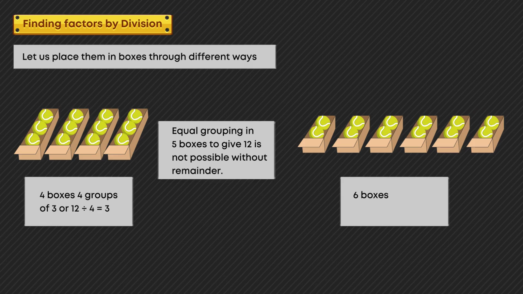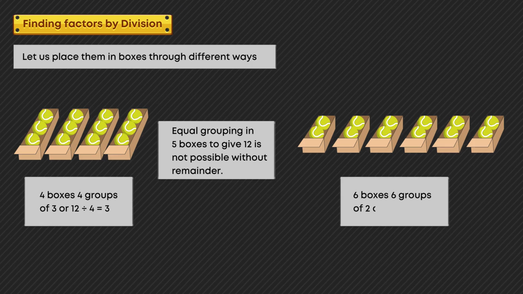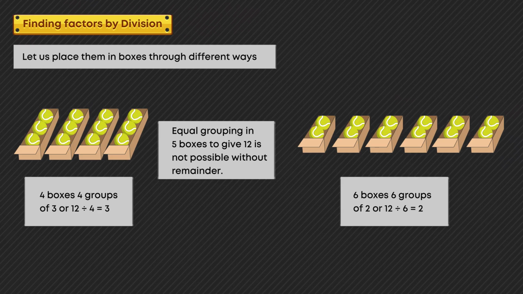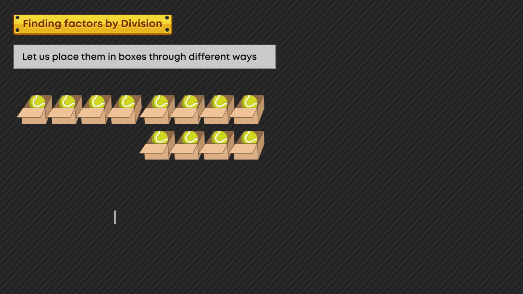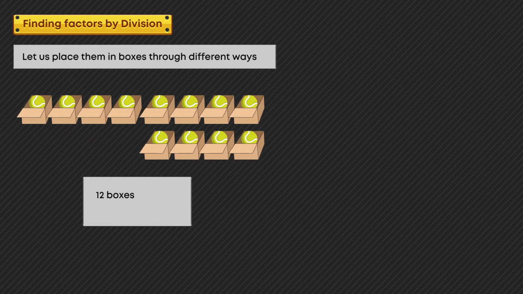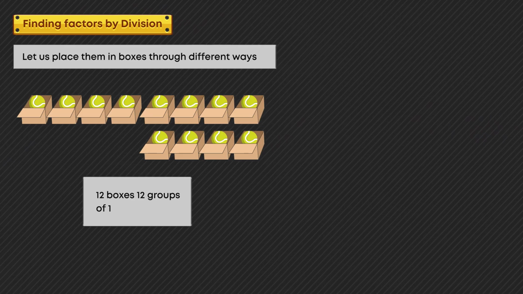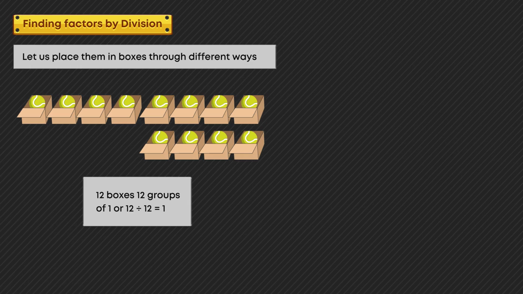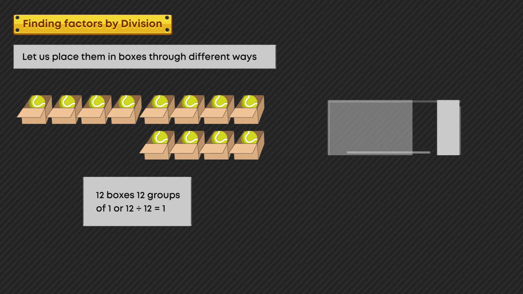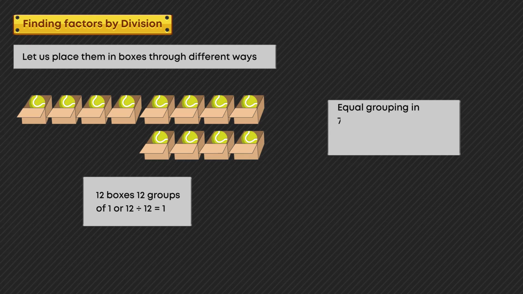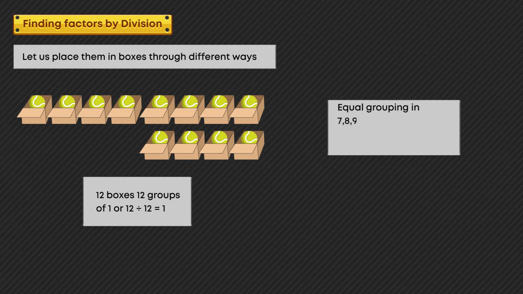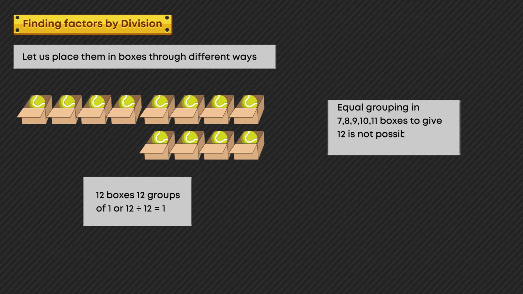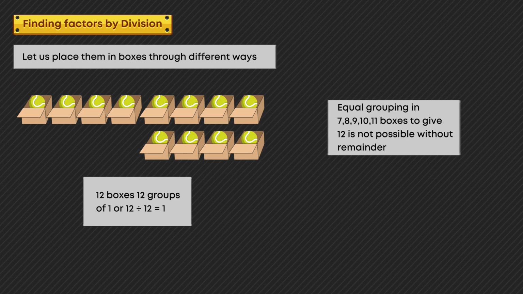6 boxes. 6 groups of 2. 12 divided by 6 is equal to 2. 12 boxes. 12 groups of 1. 12 divided by 12 is equal to 1. Equal grouping in 7, 8, 9, 10, 11 boxes to give 12 is not possible without remainder.